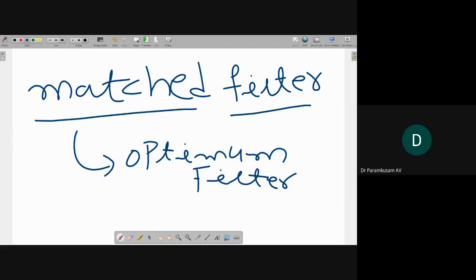So in the next class, we will see the signal to noise ratio of the matched filter.